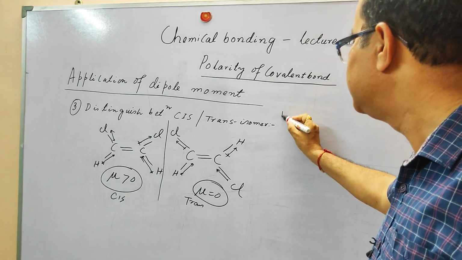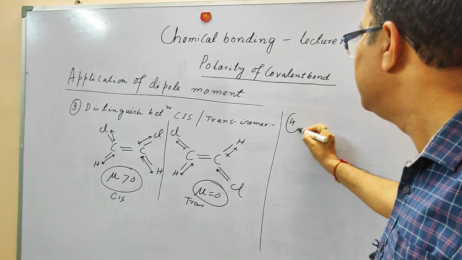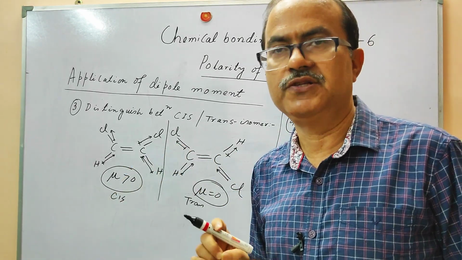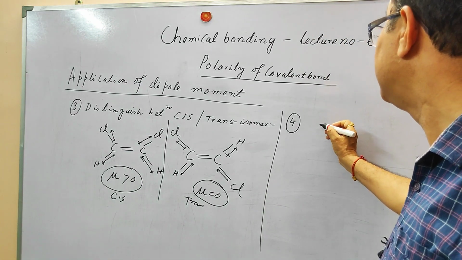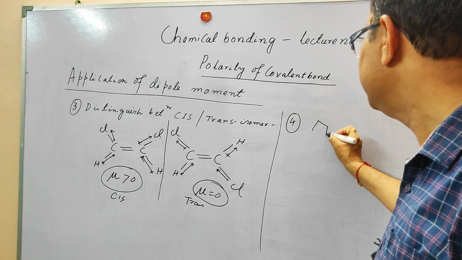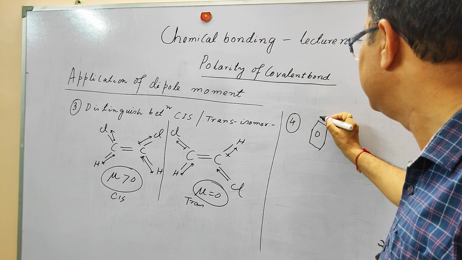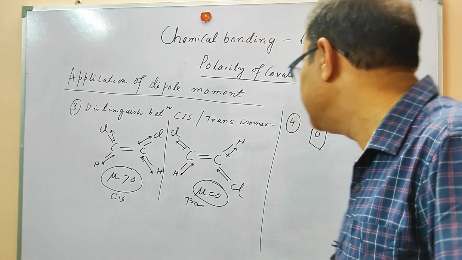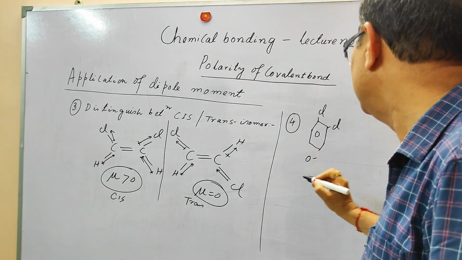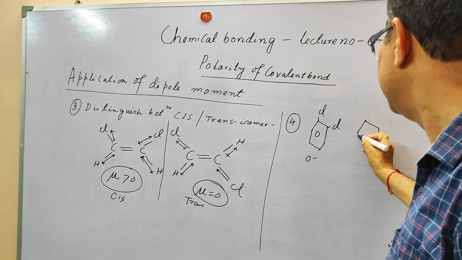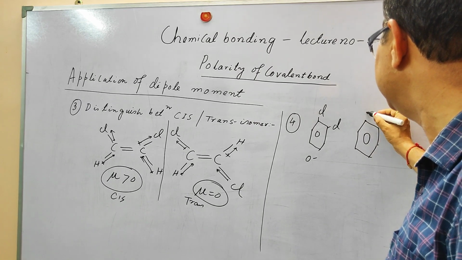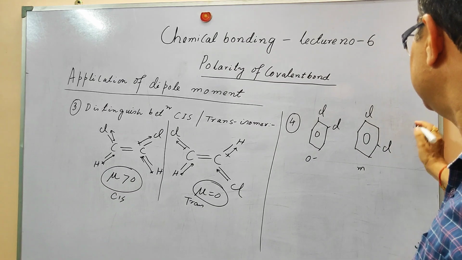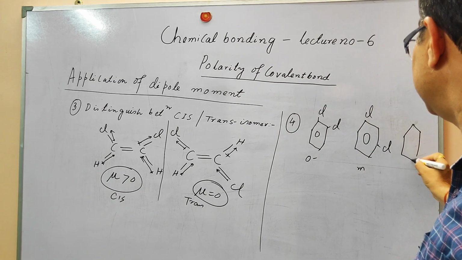The same thing you can also say for the meta, para, and ortho isomers. Suppose we are taking dichlorobenzene. This is 1,2-dichlorobenzene, the ortho isomer. Another isomer of it is the meta isomer, and another is the para isomer.